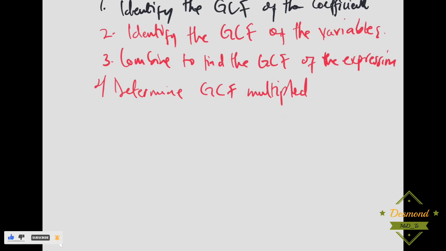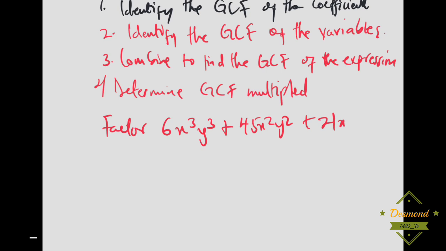So let's take an example here. With our first example, let's factor 6x cubed y cubed plus 45x squared y squared plus 21xy. Let's do this practically so that you can understand it very well. The first thing that we said is to find the GCF of the expression. So the GCF of 6, 45 and 21.